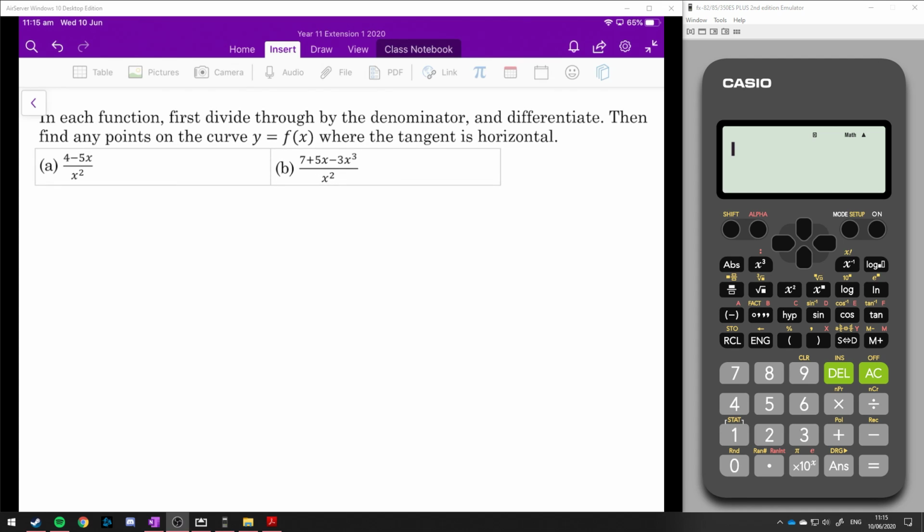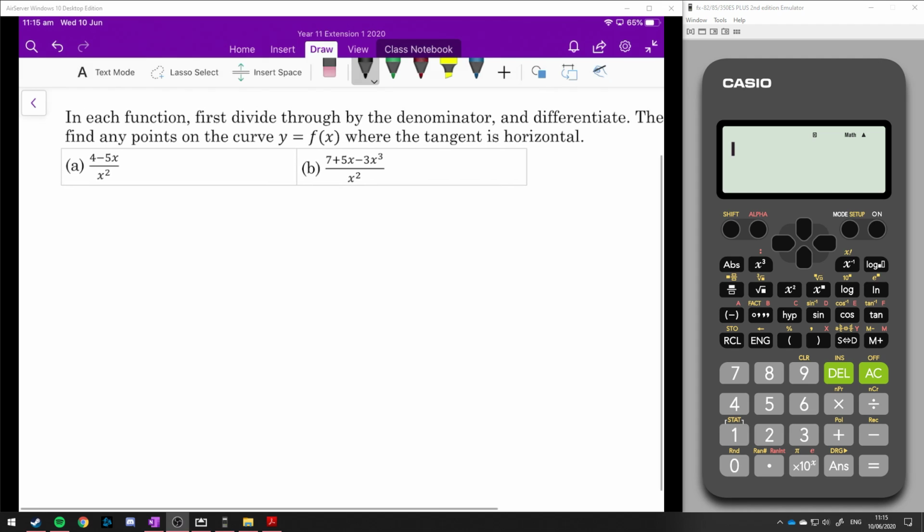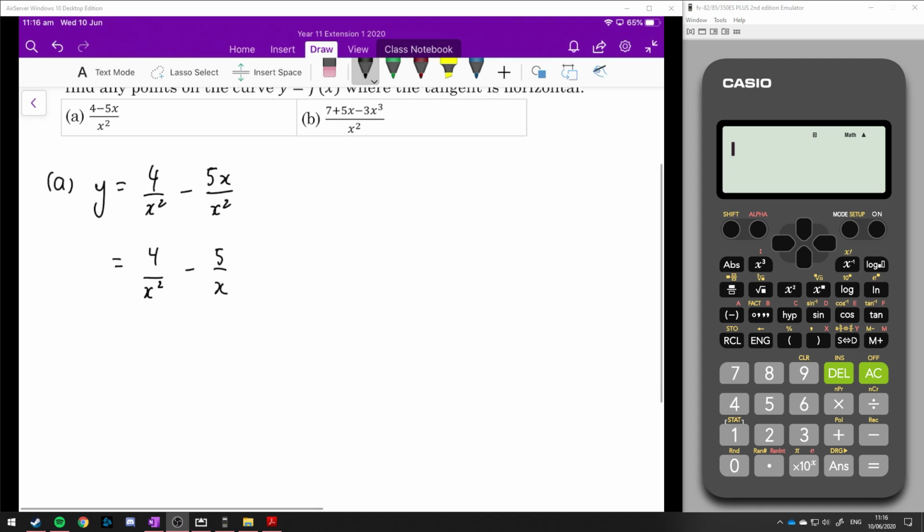So our a is that we want to differentiate 4 minus 5x over x squared. So what we're going to do is divide through by x squared. I'm going to write y is equal to 4 over x squared minus 5x over x squared. So that is 4 over x squared minus 5 over x. Okay? And rewriting this again is just 4x to the negative 2 minus 5x to the negative 1.